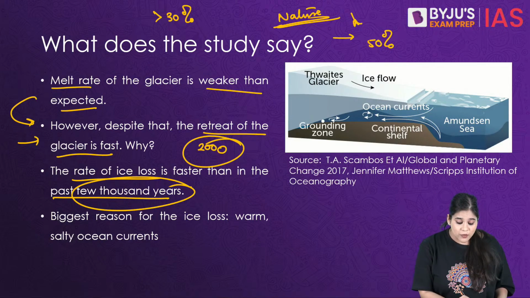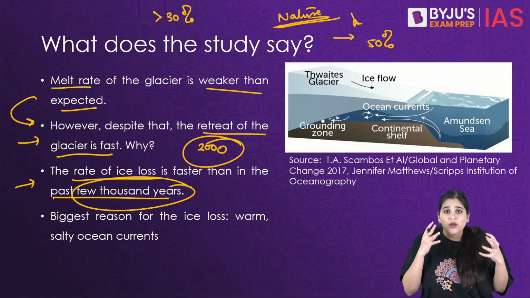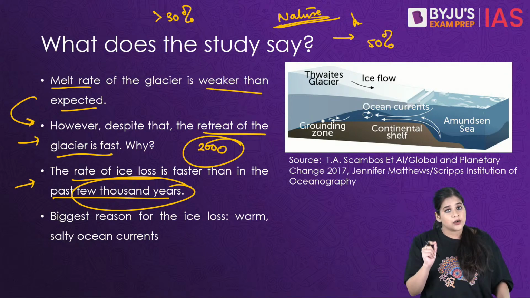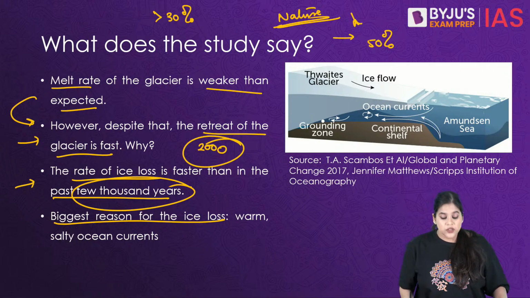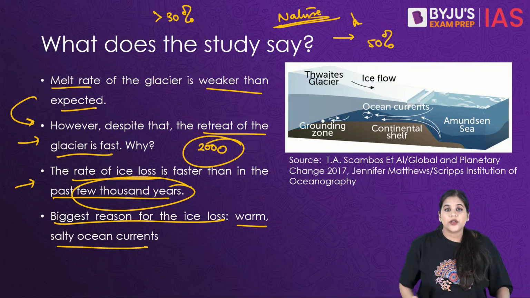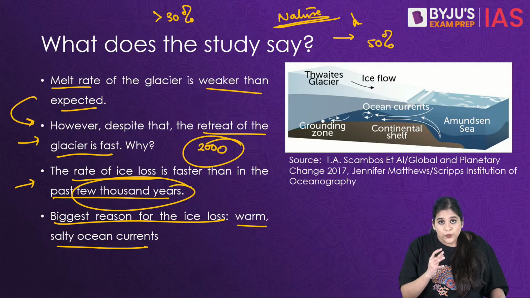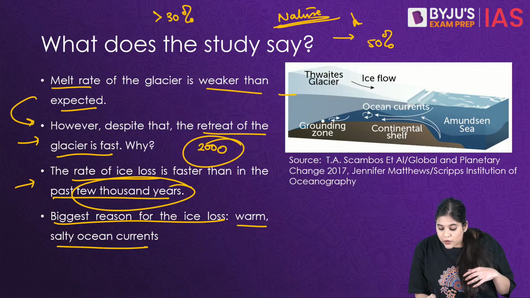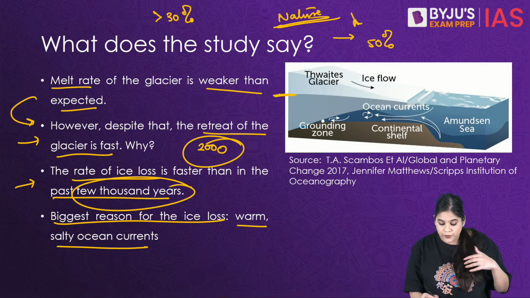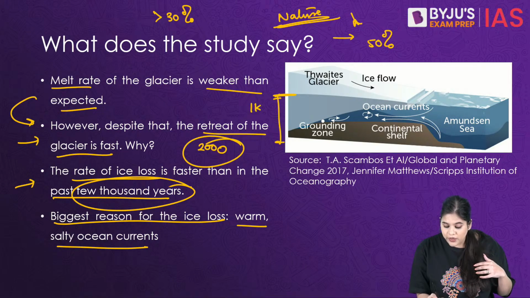So that means there is a lot going on in Thwaites Glacier. Now, the biggest reason for this ice loss is warm and salty ocean currents. How? Because the Thwaites Glacier lies below the surface of the ocean up to 1 kilometer depth.